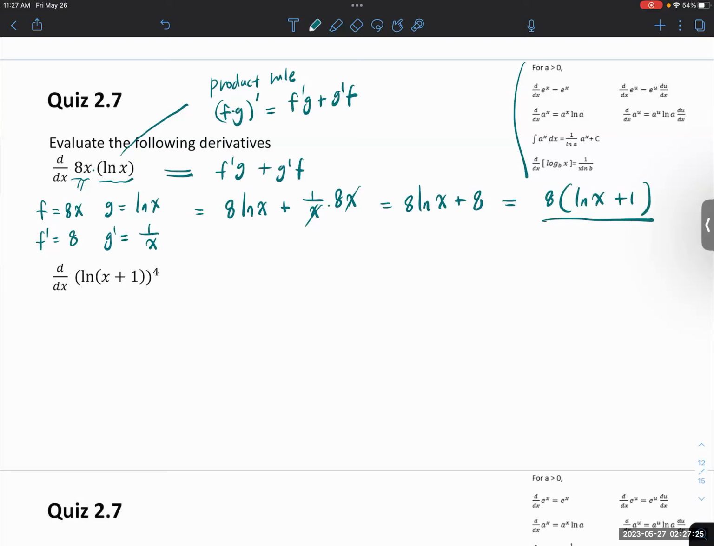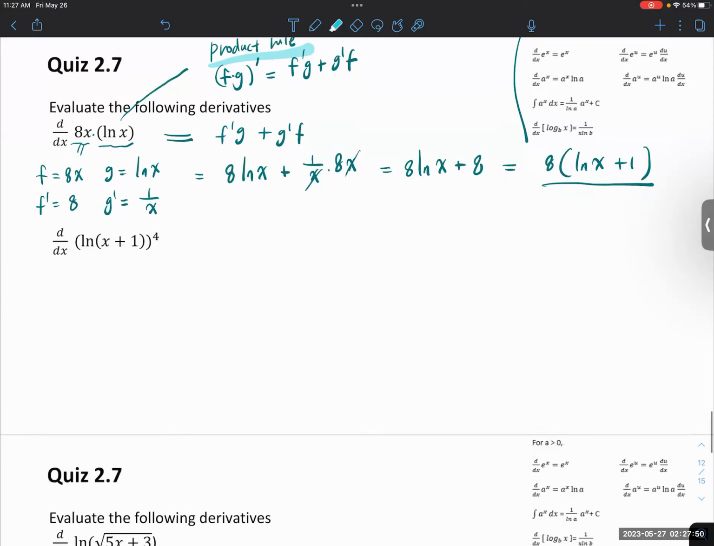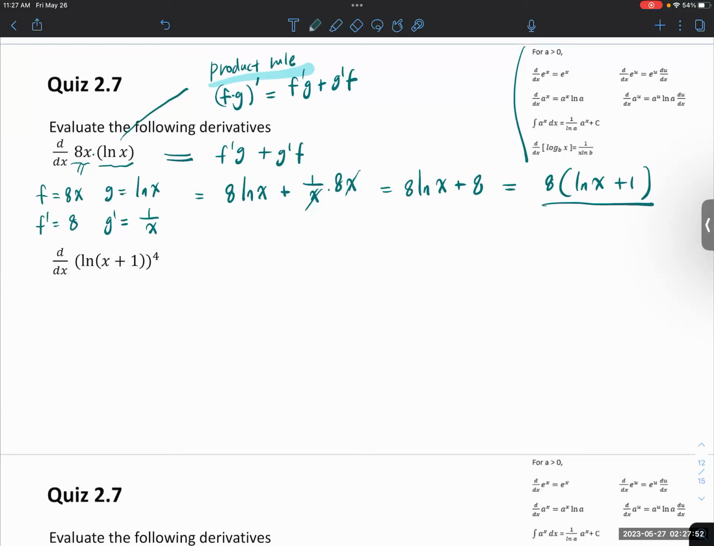Getting simpler, right? So in this question, we don't use the chain rule because nothing has been subbed in. 8x is a separate function. ln x is a separate function. They're multiplying each other. So therefore, you use the product rule only. So please check the structure of the function: what kind of functions you have, and what is their structure, okay? All right, let's take a look at the second question.